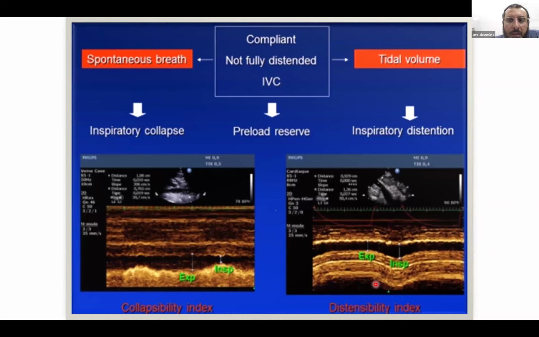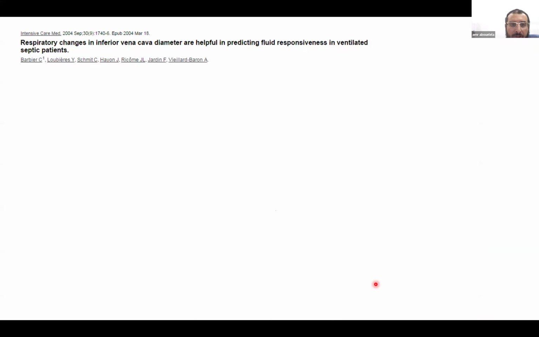But you should understand, when you are interpreting this data, that the collapsibility index in spontaneously breathing patients should be very high, more than 40%, to predict fluid responsiveness, while the numbers on the ventilator for the distensibility are lower: 12 or 18% will predict the fluid responsiveness.